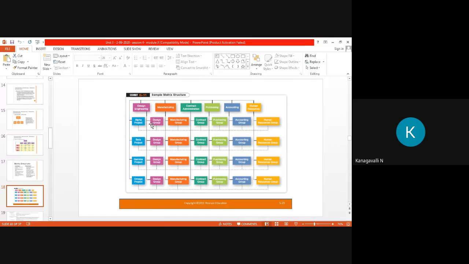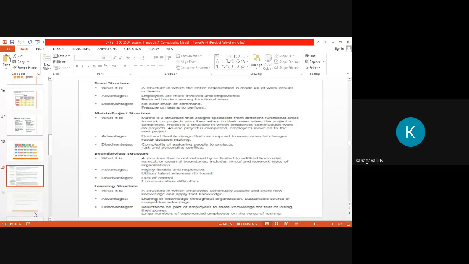So see here, the remaining part of the divisional is common: design group, manufacturing, contract, purchasing, accounting, and human resources. These are the common divisional departments for the individual projects, right? Alpha project and beta, then gamma and omega. See the functional division. Then these things are combined together to produce our productivity, right?